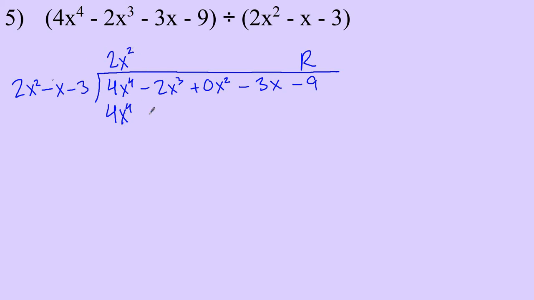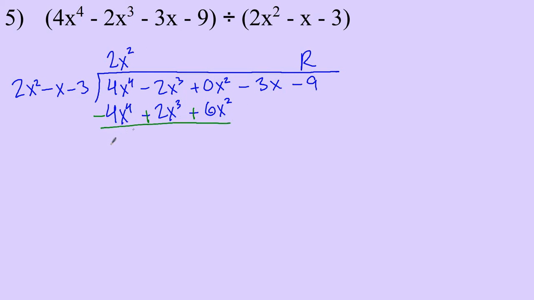Then we do 2x squared times negative x, so negative 2x cubed. 2x squared times negative 3 is negative 6x squared. Got to multiply by all 3 things. Then change your signs, because we've got to subtract.